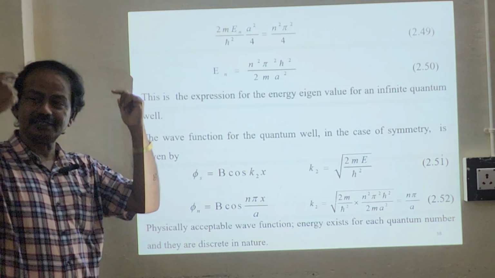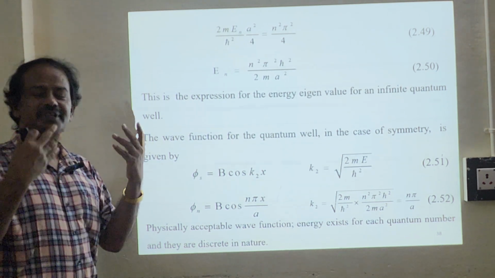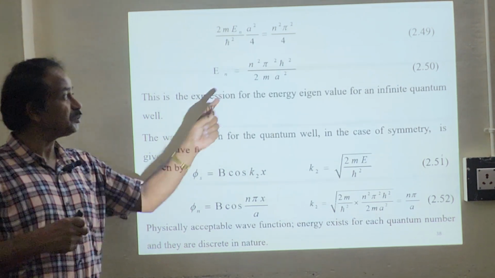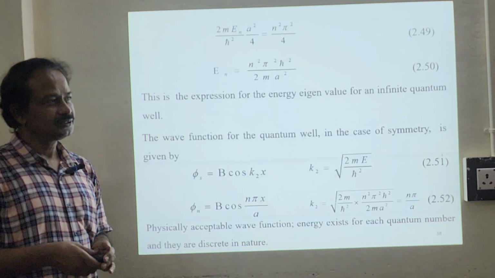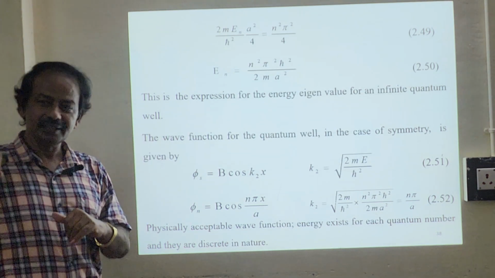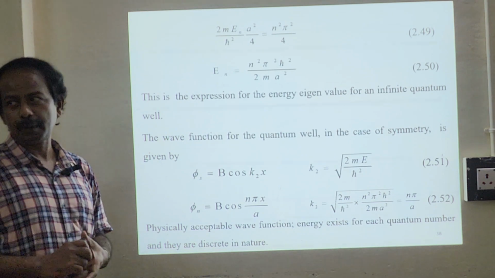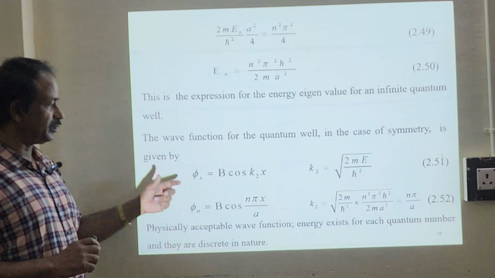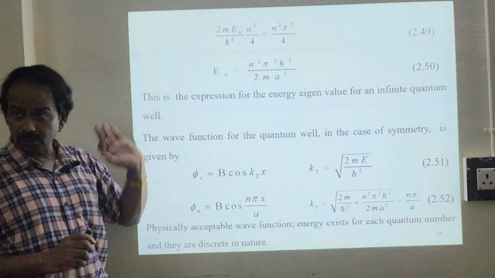If V0 is very large, the finite quantum well will become an infinite quantum well. The expression is the same. So the solution that we have obtained for the finite quantum well exactly matches the expression for the infinite quantum well as well. The wave function for the quantum well in the symmetric case is given by this one.